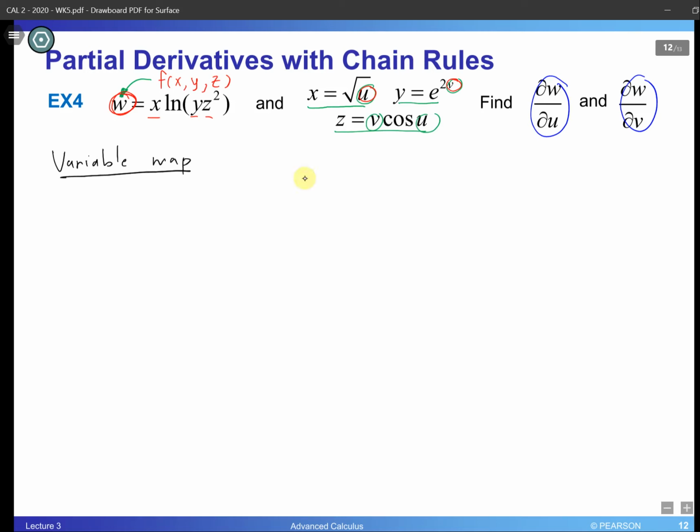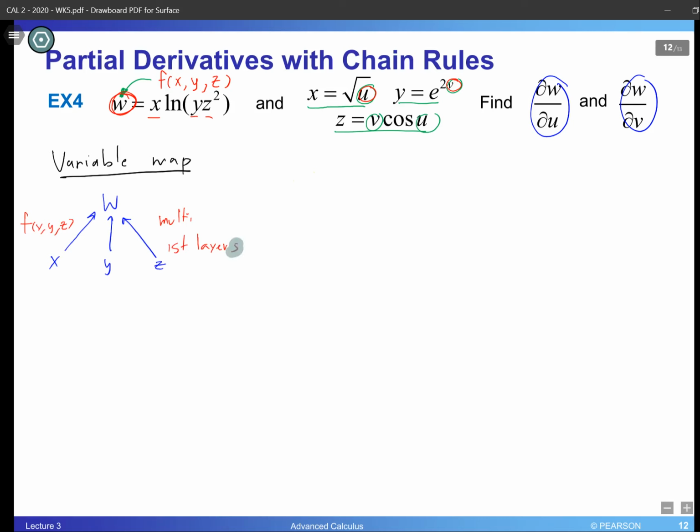W right here has 3 inputs, so we have x, y, and z. We are looking at a multi-variable function, so let's make a note right here that this is a multi-variable, which means we need to apply partial derivative. So this is a function of x, y, and z. And this is the first layer of function.